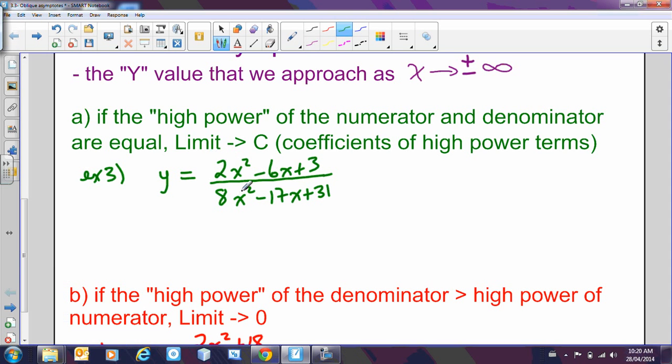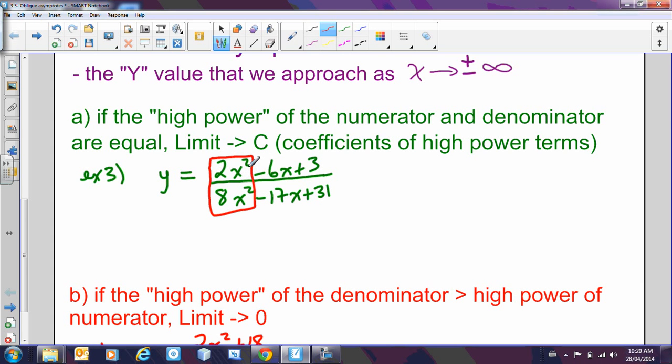Horizontal asymptotes, again: when we have anything where the highest power of the numerator and denominator are equal, the limit ends up being the ratio of the coefficients of the two terms. Looking at this one, these are my highest powers, numerator and denominator. They are the same. So when I put in extremely large numbers here, something like 1,000 or 1,000,000, let's say, I put in 1,000,000 and square it.